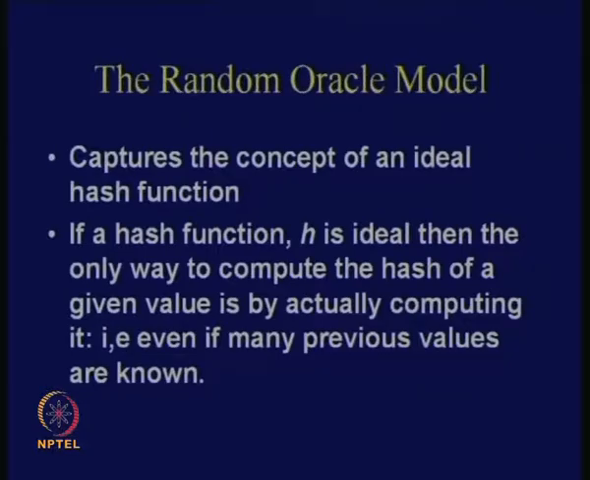That is, if you access a value of say x which you have not accessed before, then you return a random number. But if you access something which you have accessed before, then you return the same number which you returned before. Okay. So if a hash function h is ideal, then the only way to compute the hash of a given value is by actually computing it. That is, even if you know many previous values, computing the hash of a new value should not be derivable from the previous things. Is it meant to say that all the messages are equally probable and independent of each other? Yeah, exactly. So we come to that.